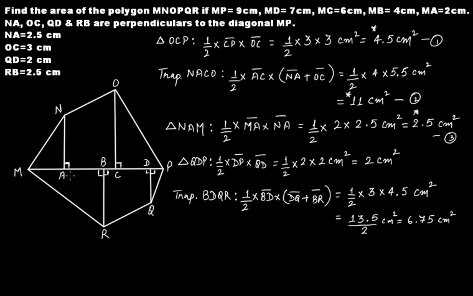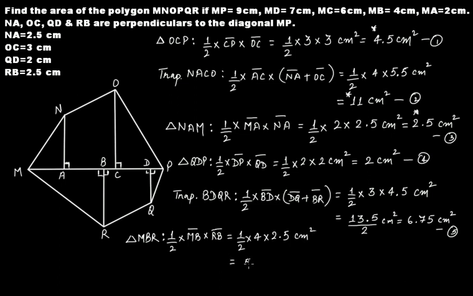Now the last is this triangle MBR. So this is the 4th and this is the 5th. In this triangle MBR, this is half. What's the base? Base is MB. What's the height? Height is RB. Do we know the value of MB? Yes, that is 4. So half, 4, multiplied by, do we have this value of RB? Yes, we have 2.5 centimeter. So you get 5 centimeter squared. This is the 6th one.